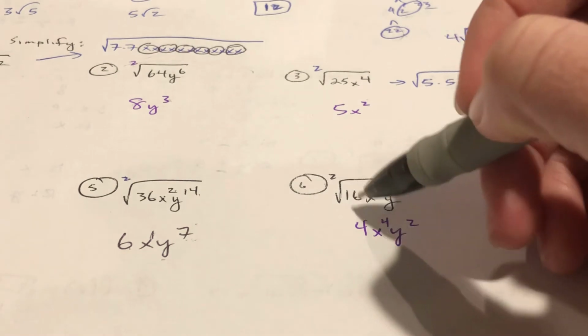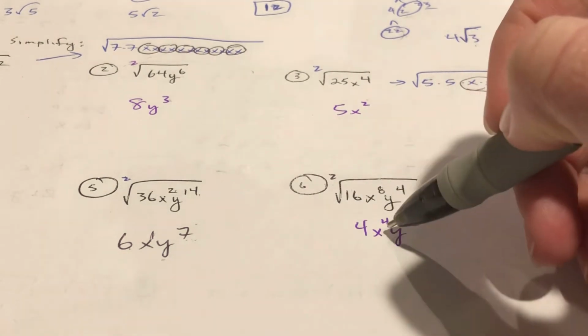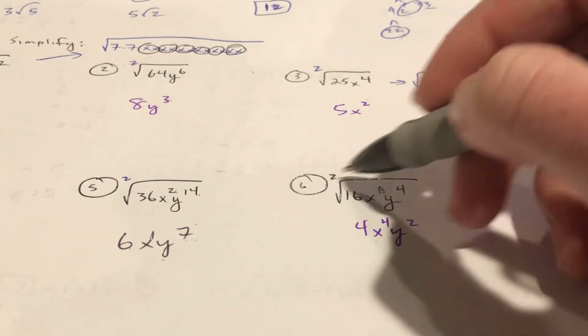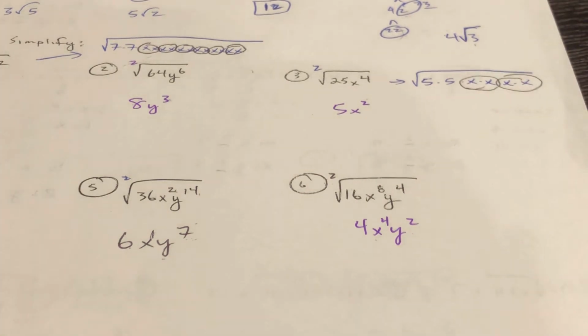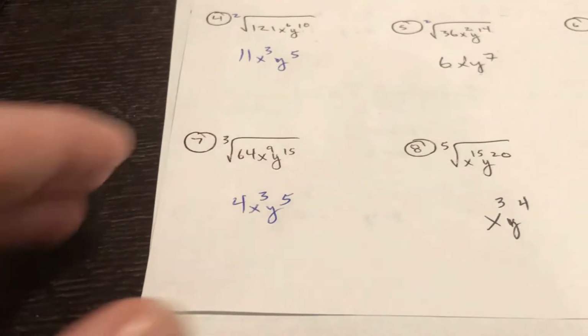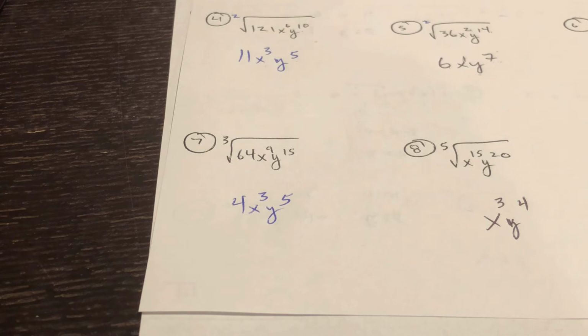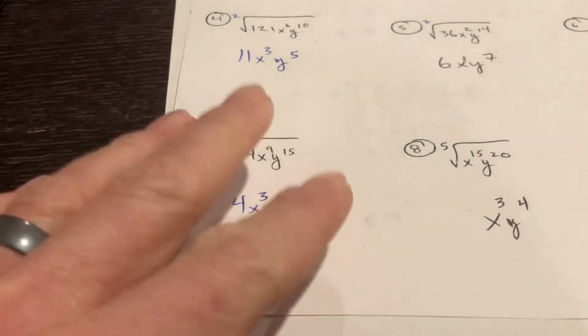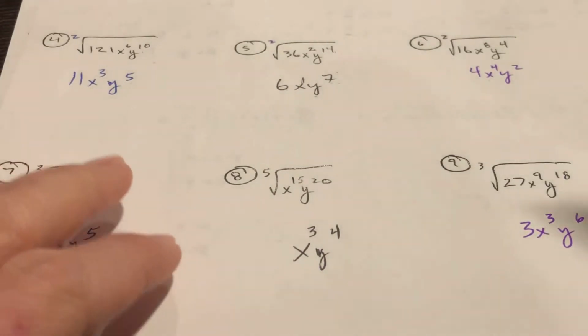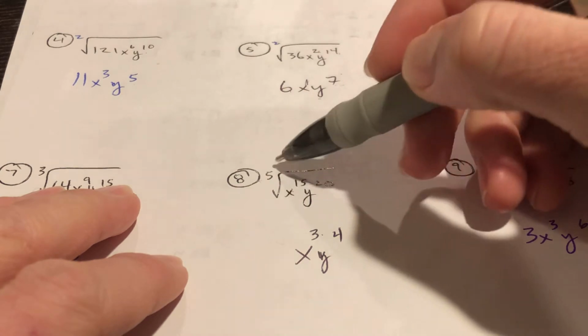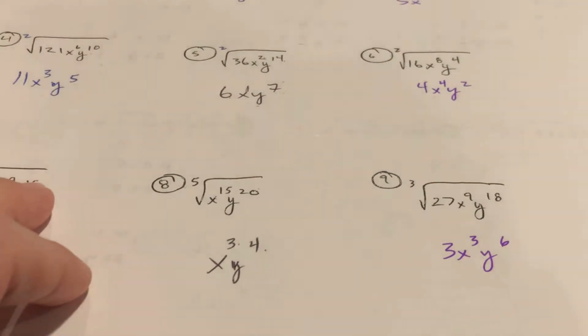The square root of 16 is 4. 2 goes into 8 4 times, so it's x to the 4th, times 2 goes into 4 twice, y squared. The third root of 64: what number times itself 3 times gives you 64? 4. 3 goes into 9 3 times. 3 goes into 15 5 times. 5 goes into 15 3 times. 5 goes into 20 4 times.